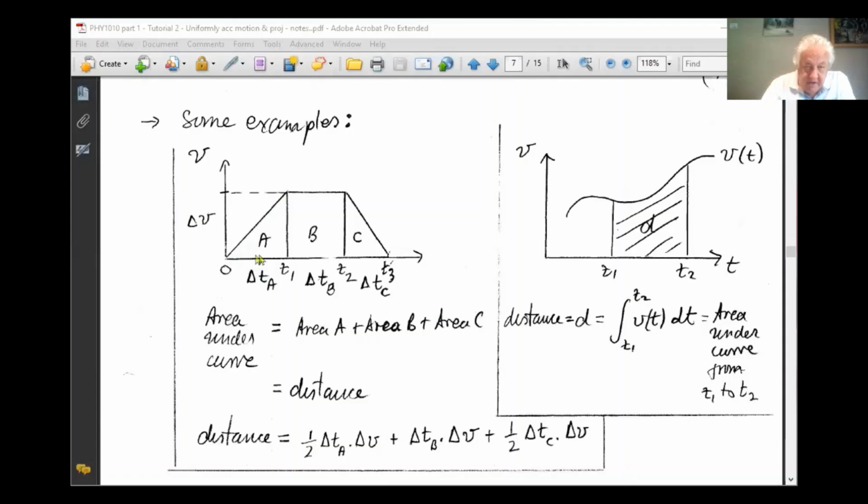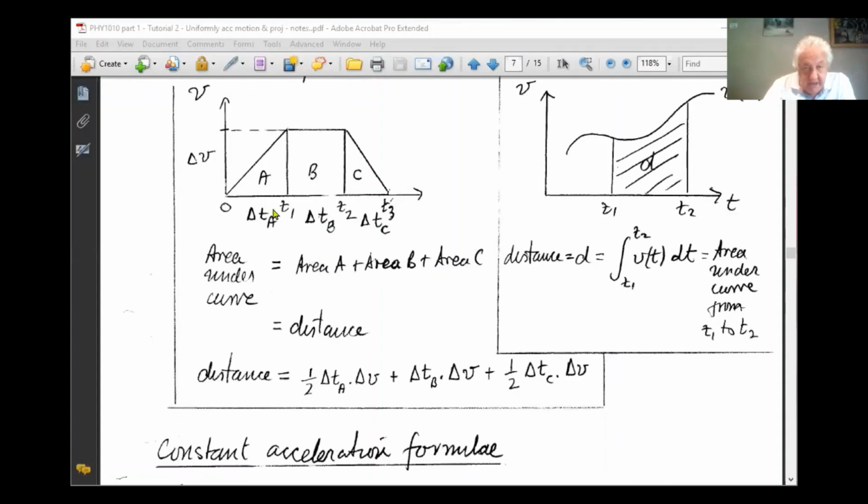Here we have the area of a triangle, A, the area of a rectangle, the area of another triangle. If these intervals are delta TA, delta TB, delta TC, then my velocity interval is from 0 to this level, which is some interval delta V. So my area then, formula for a triangle, base times height divided by 2. For the rectangle, base times height. For the other triangle, again, base times height divided by 2. So the distance is equal to this area.